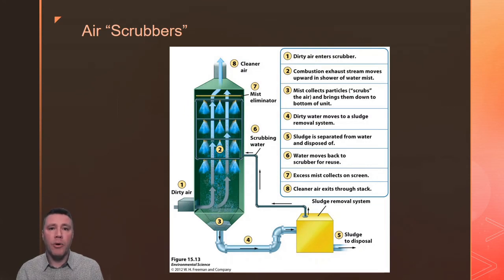An air scrubber uses a combination of water mist and air. Dirty air enters the scrubber and particulates are trapped in the small droplets of water. Just like rain can wash pollutants out of the air, the particulates in this system are carried down to a collection unit where the sludge can be collected and disposed of.